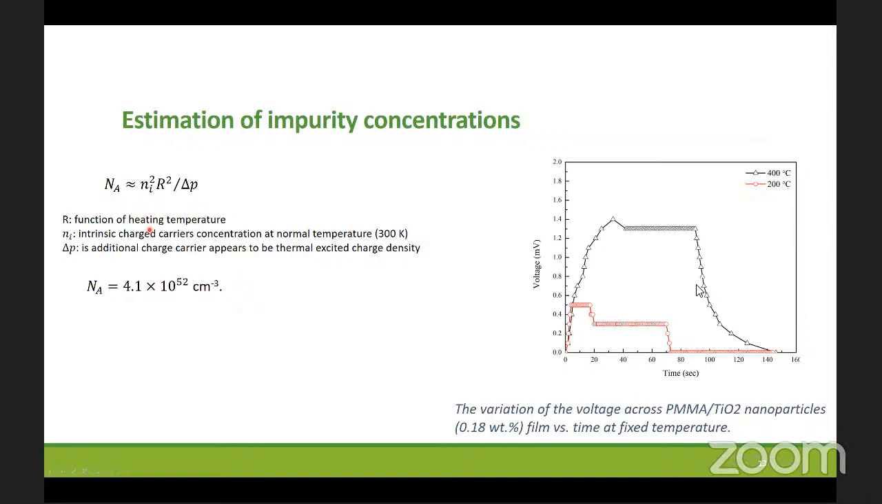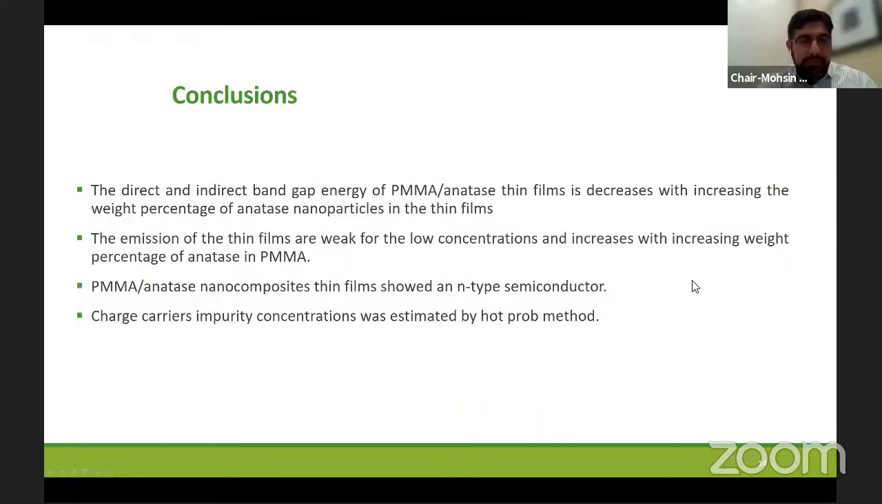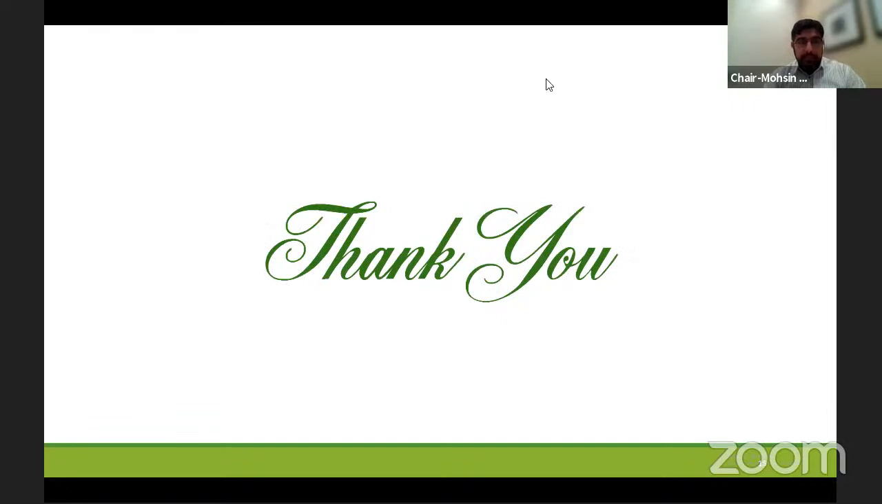And here is the conclusion of my work. The direct and indirect band gap energy of the PMMA anatase thin films decreases with increasing weight percentage of anatase nanoparticles in the thin films. The emission of the thin films is weak for low concentration and increases with increasing weight percentage of the anatase in the PMMA polymer. And the PMMA anatase nanocomposite showed an N-type semiconductor, and the charge carriers impurity concentration was estimated by using the hot probe method. Thank you for your attention.